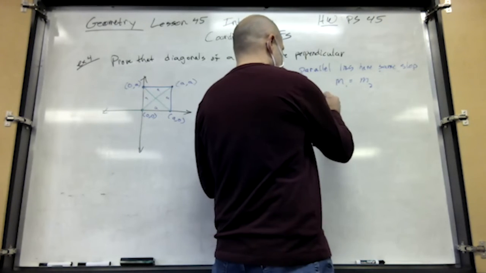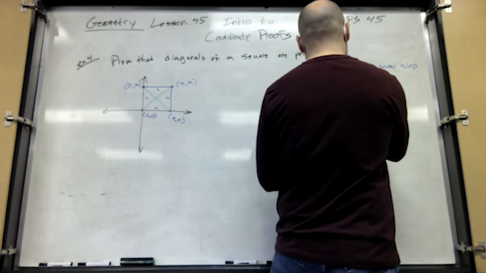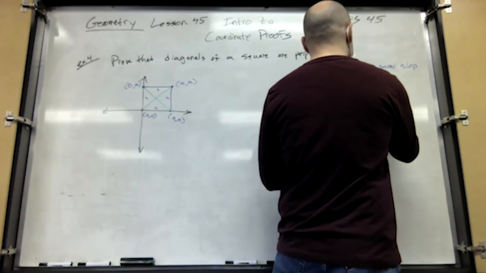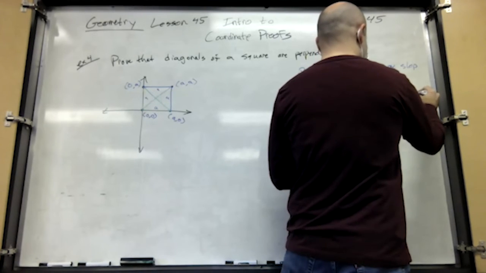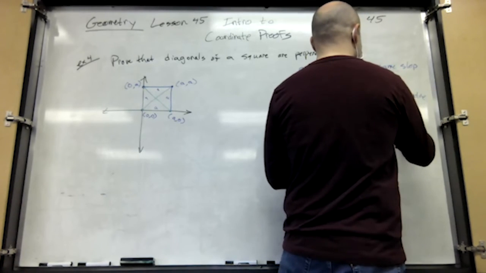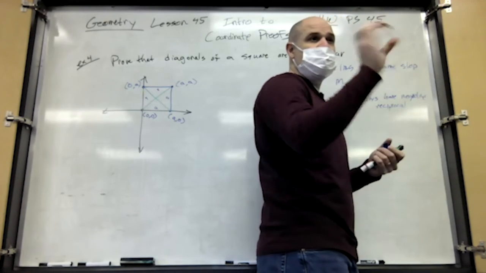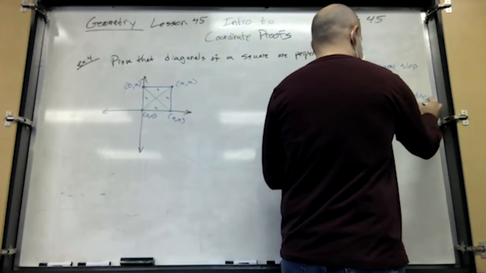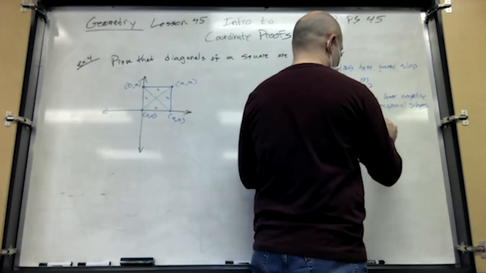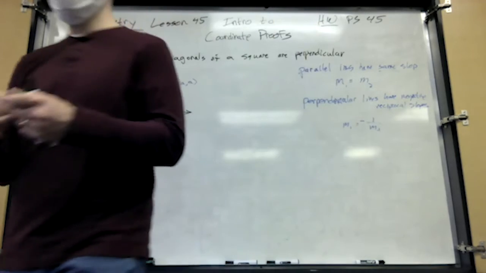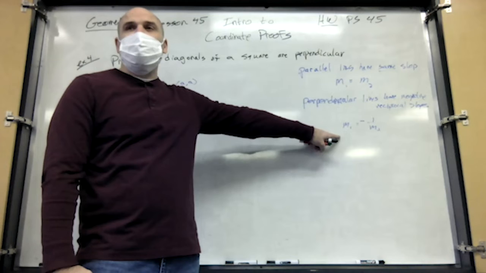Perpendicular lines have negative reciprocal slopes. Reciprocal means you flip it upside down, and negative means you change the sign. Okay, so for example, M1 equals negative 1 over M2. So if we can prove this, then we can say that they are perpendicular.